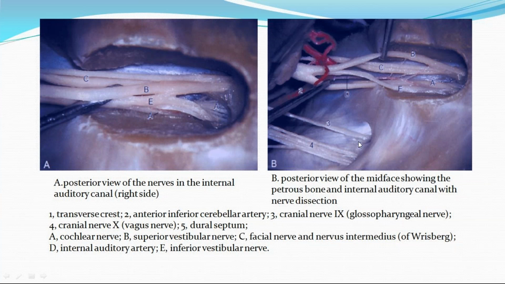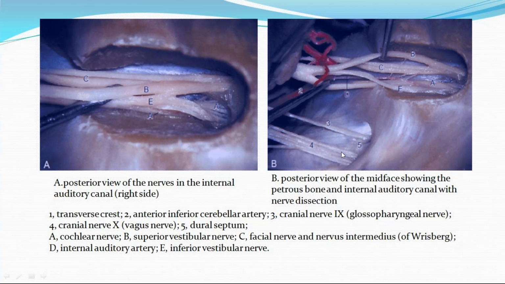And this 3 is the glossopharyngeal, and 4 you can see very nicely is the vagus, and 5 here is the dural septum. And this here is the anteroinferior cerebellar artery, which is a branch of the basilar artery. So these are the different anatomical structures you are getting in the cerebellopontine angle.